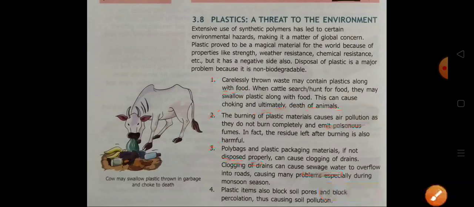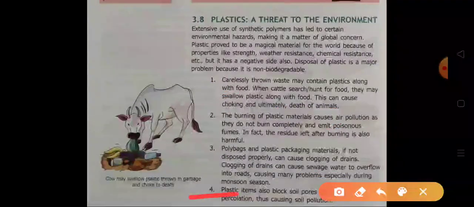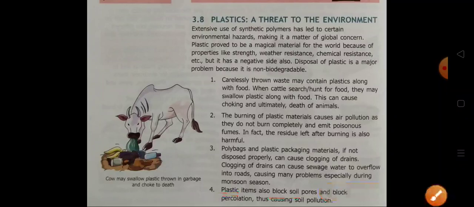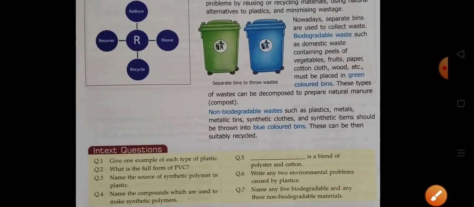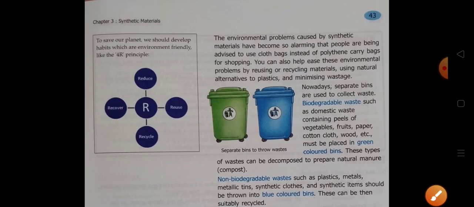Then plastic items get deposited in the soil and block the soil pores, and do not allow water to enter the underground water table, so it causes soil pollution. The environmental problems caused by synthetic materials are so alarming that now we have to take a specific step to reduce the pollution.